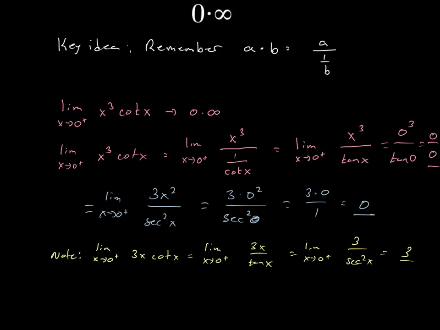So here's an instance where something that was in the form of 0 times infinity came out to have a limit of 3 instead of 0 or infinity. So that's why this is called an indeterminate form. Let's take a look at another example.